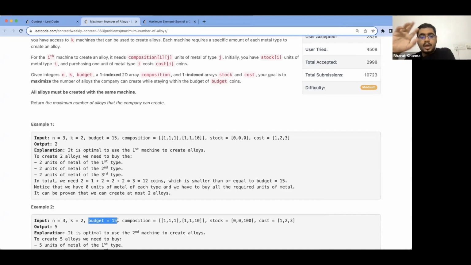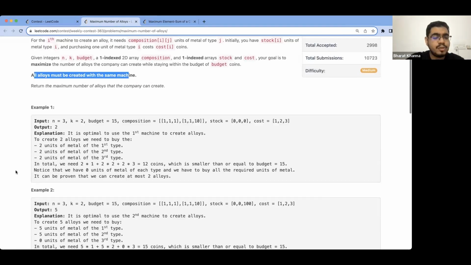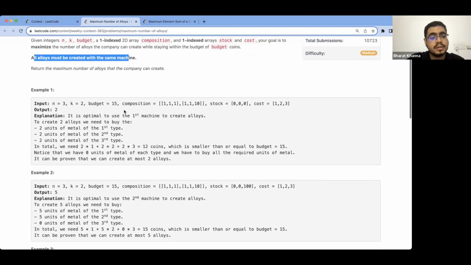Okay. Now what do you want to do? You want to make the maximum number of alloys, but it is given that we want to create only one kind of alloy. That is, we cannot say that, okay, we'll create 3 units using the first machine, 5 units from the second machine. Does that make sense? Whatever we are making, all of it needs to come from one machine. So जितने भी alloys बना रहे हैं, सब एक ही type के बनेंगे. Does this make sense? Let's look at some cases and see how we got the answer.